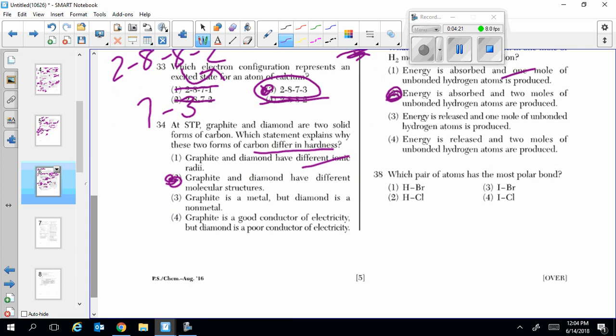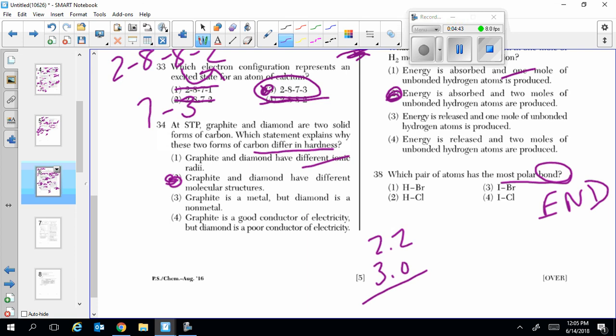Which pair has the most polar bond? When it asks about bond polarity, I need to look up electronegativity difference. So I'm going to go to Table S, and I look up the electronegativity of H is 2.2, and Br is 3.0. So the difference between these is 0.8. H with Cl, so Cl is 3.2. So 3.2 and 2.2, this one's 1.0, so I'm going to cross off choice 1.